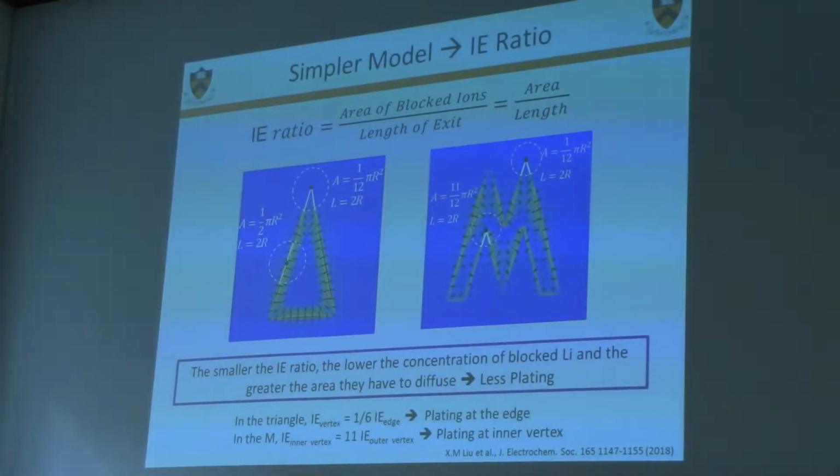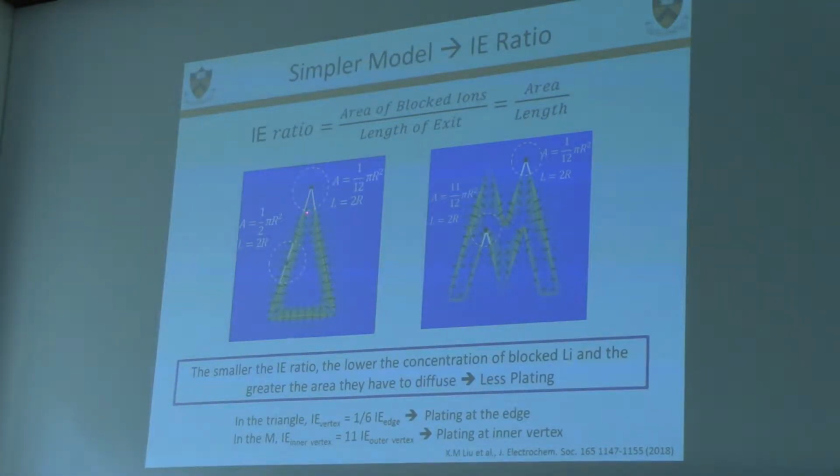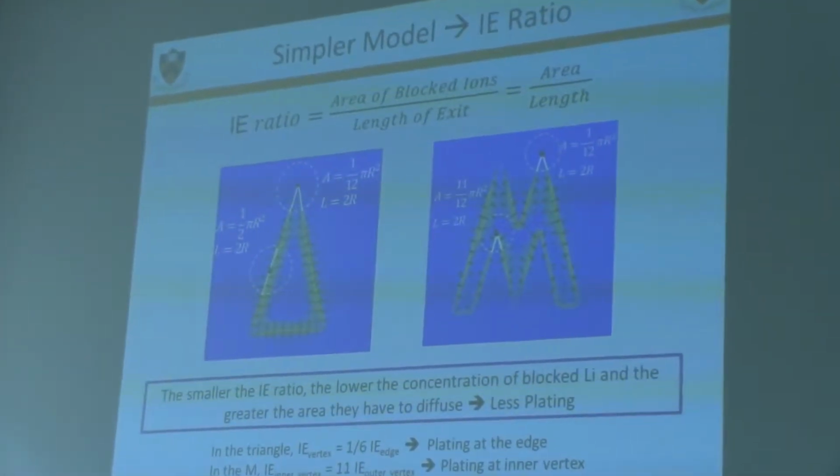Okay, so let's look at our triangles. Okay, and if I look at the triangle here and I look at this vertex, what I can say is that the area under this vertex here is the concentration of blocked ions, right?